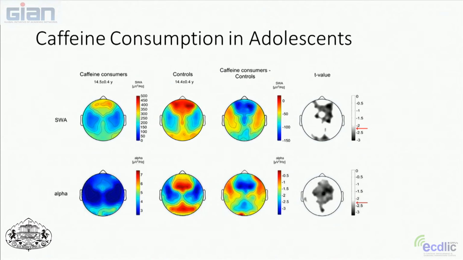So you can see that there are definite differences between the caffeine-consuming adolescents and the controls, both in their slow wave and their alpha activity during sleep. Now, what this means physiologically, I'm not quite sure. I think the paper probably goes into it a little bit, but it's a different sleep pattern from controls.